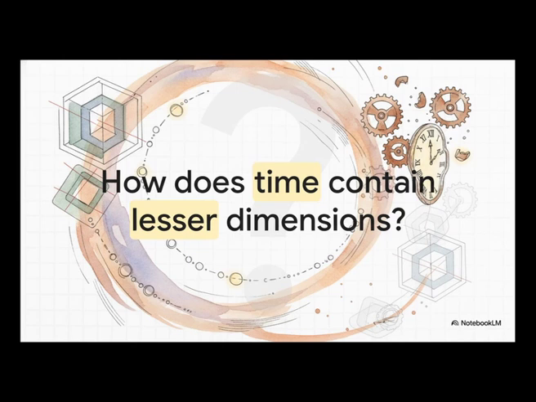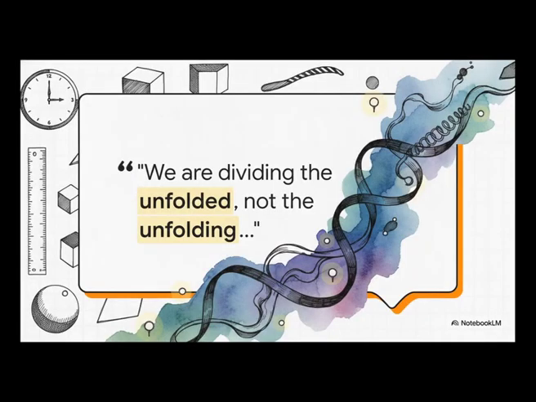It doesn't geometrically fit. We try to map it out spatially, imagining a timeline like pearls on a string, assuming the now is just a tiny, sizeless point. But Weber points out that this spatial model totally breaks down here. The philosopher Henri Bergson hit the nail right on the head with this. He said, we are dividing the unfolded, not the unfolding, using the mathematical point that has been carried over from space to time. Basically, he's calling us out.